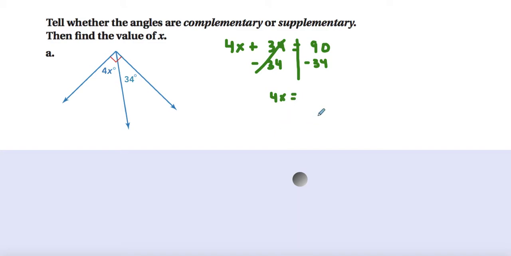90 minus 34 is 56. And I can divide both sides by 4 to get my value of x. Here, x equals 14.